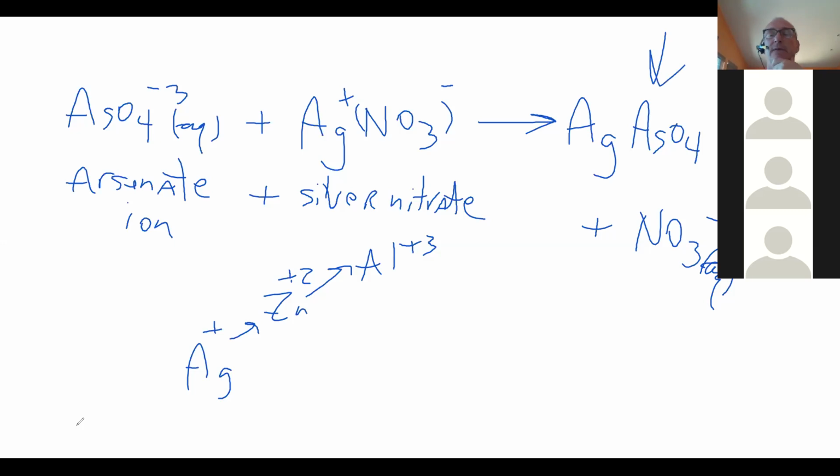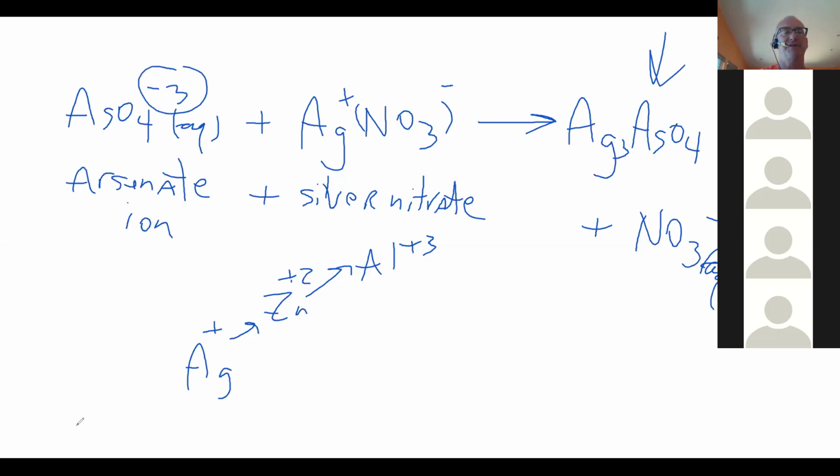Is that the right formula for silver arsenate? It's Ag3. Yes, it is. Very good. There's a 3 here because it takes 3 silver ions to interact with 1 arsenate ion, because arsenate is -3 and silver's +1. So you need 3 silvers to interact with arsenate. So this is your solid, and it precipitates out.